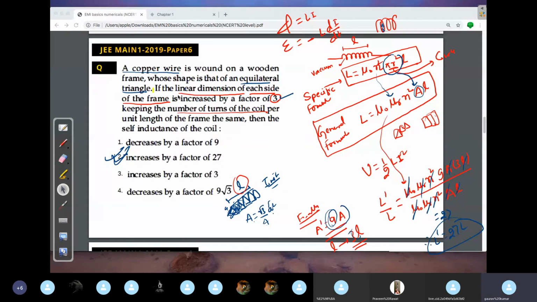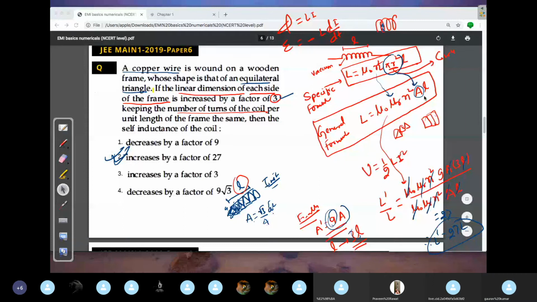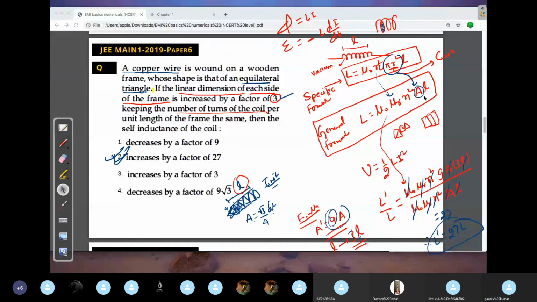It's written here: if the linear dimension of each side of the frame increases, the length is also one side of the frame. All the linear dimensions, we have only two: one is the length of the solenoid here, and second is the edge length A of the triangle. All are increasing by a factor of 3, so your area of each turn will become 9A and the length will become 3L. So 27 is the factor. This is my review.